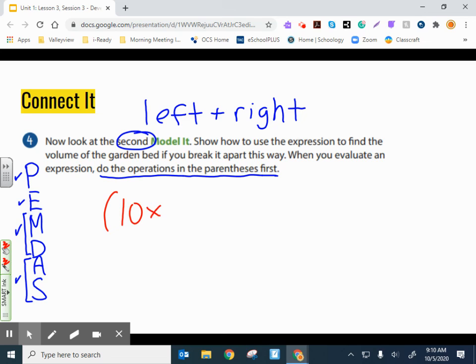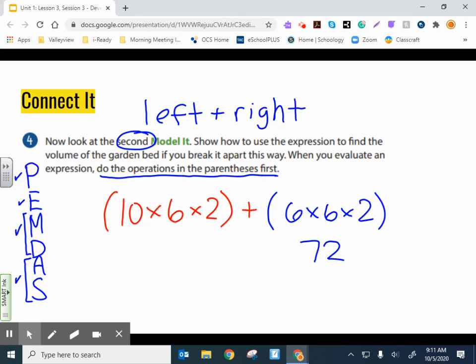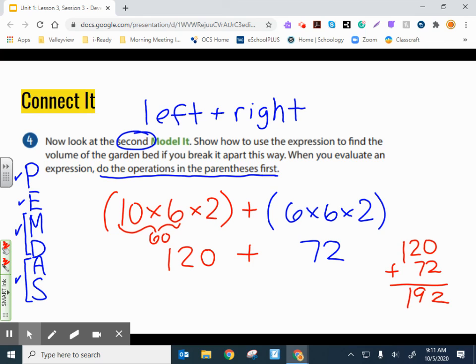This is 10 by 6 by 2, looking at the second picture. And then the blue part on the right, that is 6 times 6 times 2, which is 72. And that 10 by 6 is 60, and 60 times 2 is 120. They want the total volume, so we do 120 plus 72. Well, look at that, we got the same answer. 192, again, cubic feet.